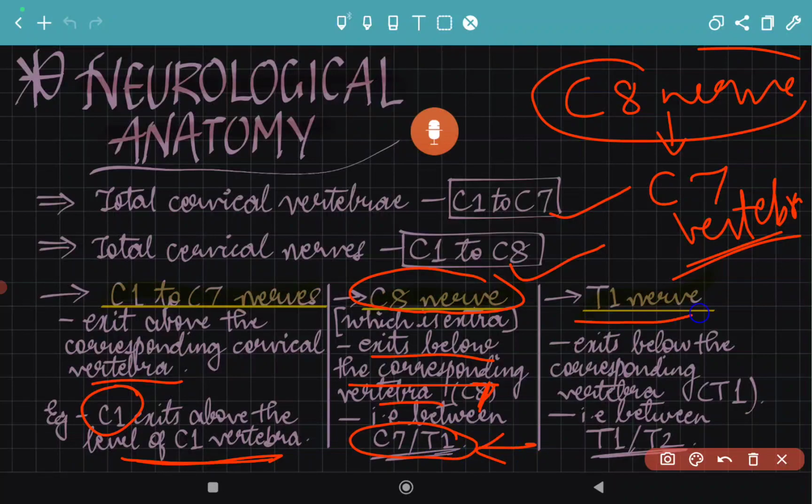If we consider the T1 nerve, it will again exit below the T1 vertebra, because as the story has started from the C8 spinal nerve, it exits below the C7 vertebra. Now after that the T1 vertebra is there, so the T1 nerve will not have a place above, so it will again go below, below the T1 vertebra. That means the T1 spinal nerve will lie between T1 and T2.